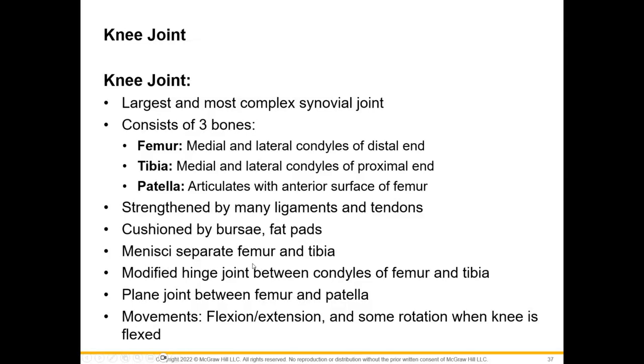You also have menisci that separate the femur and tibia, and you've probably heard of people having trouble with the meniscus or have a torn meniscus. It is a modified hinge joint that's between the condyles of the femur and tibia. You have a plane joint between the femur and the patella, and the movements are flexion, extension, and some rotation.